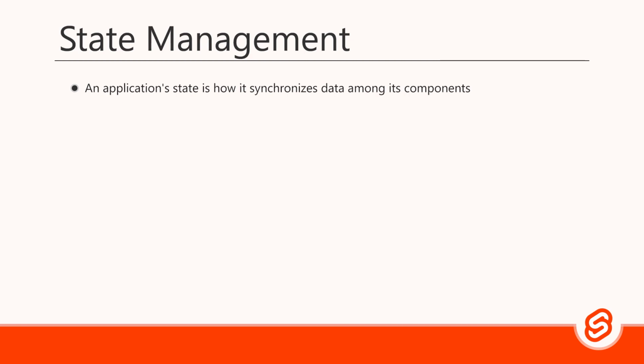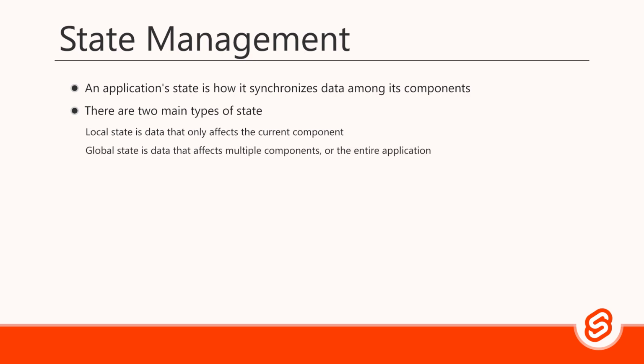An application state is how it synchronizes data among its components. There are two main types of state. Local state is the data we manage inside a component, which can only affect that particular component. An example would be a menu that's activated with a button. The second is global state, which is data that affects more than one component or even an entire application. An example would be a user's authentication status.